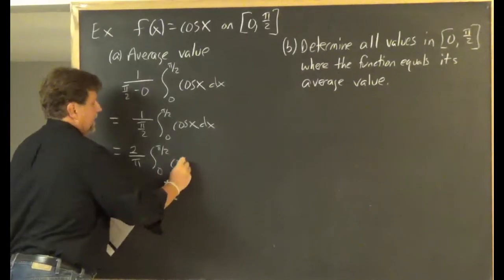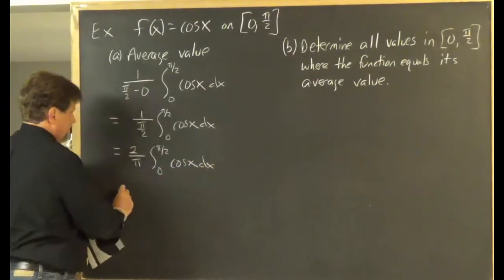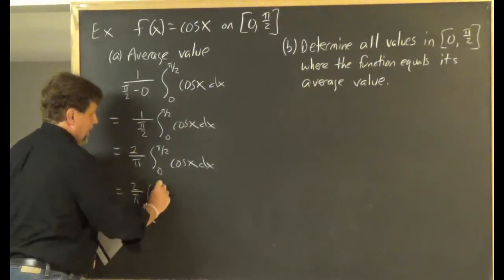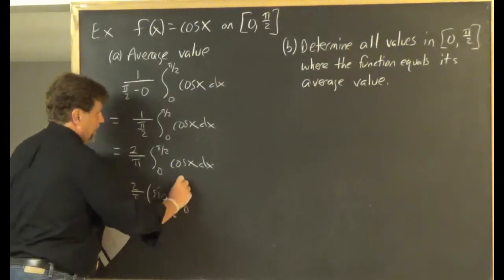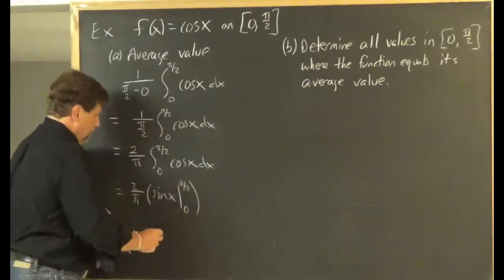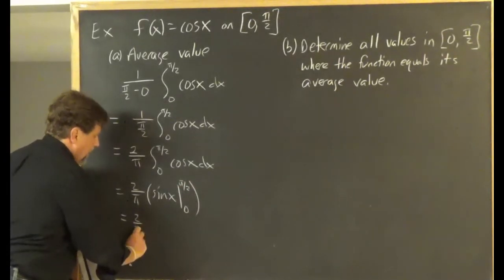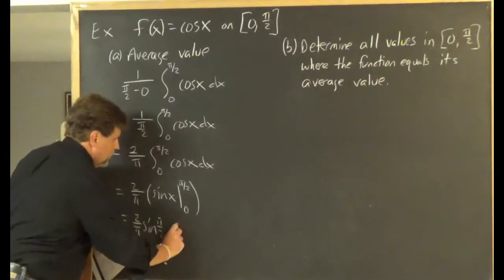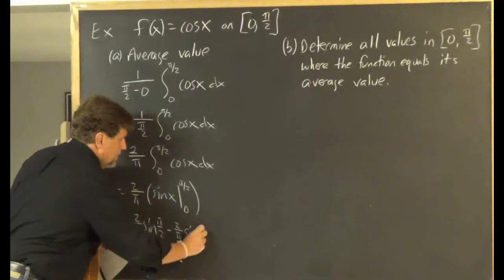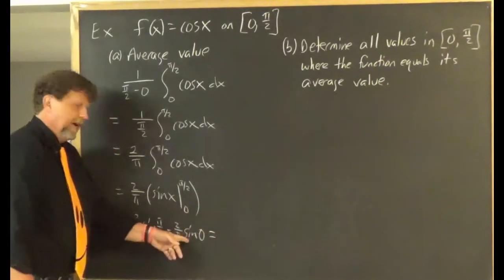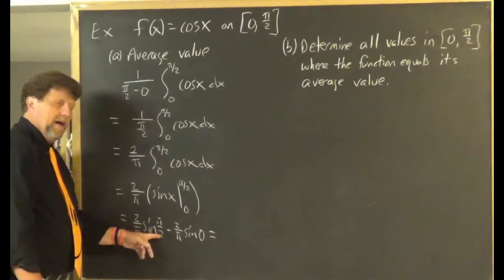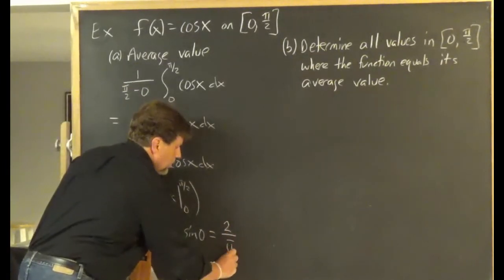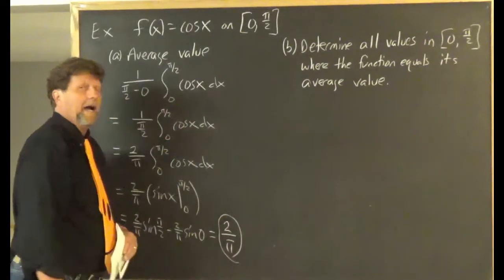So now we just need to get the antiderivative. And the antiderivative of cosine is sine. Evaluate that from 0 to pi over 2. So we have 2 over pi sine pi over 2 minus 2 over pi sine of 0. We know sine of 0 is 0. Sine of pi over 2 is 1. So the average value is 2 over pi.